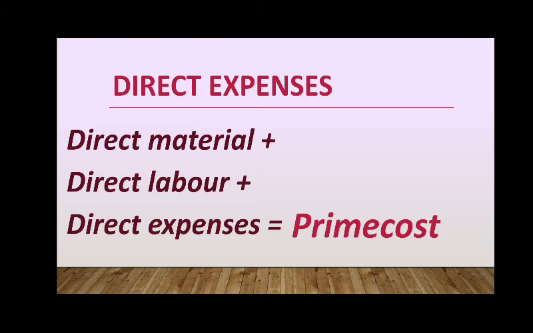Next one is direct labor. It refers to the amount paid to the workers who are directly engaged in the production of goods. Next one is direct expenses. It refers to all the expenses which are incurred by the company to produce a product. So together this direct material, direct labor and direct expenses is known as prime cost.